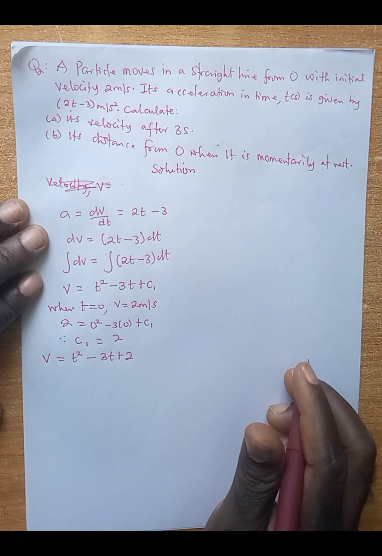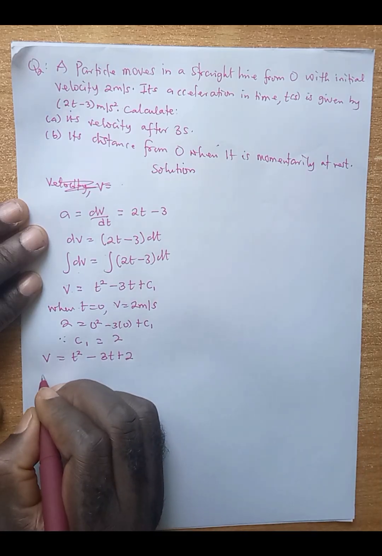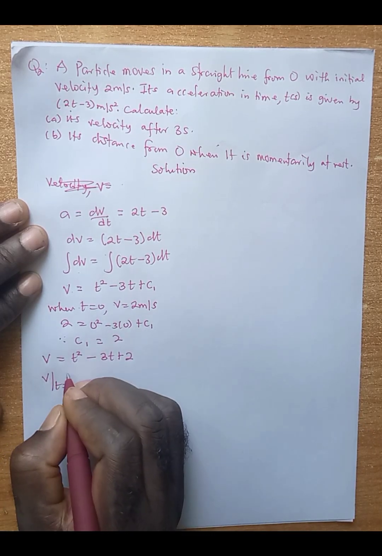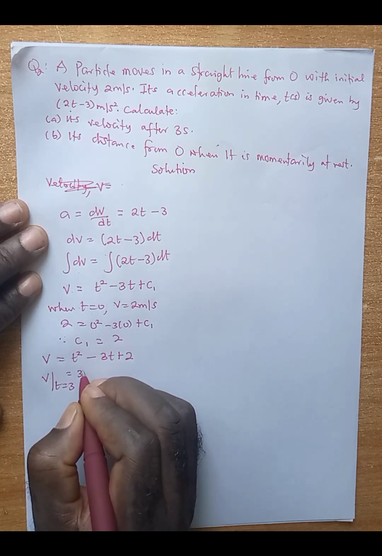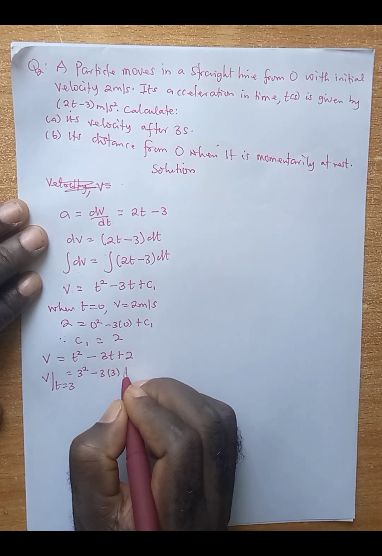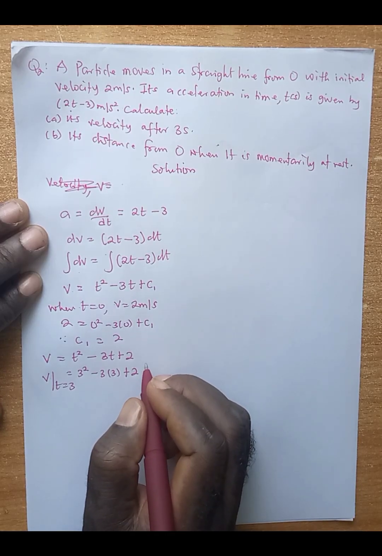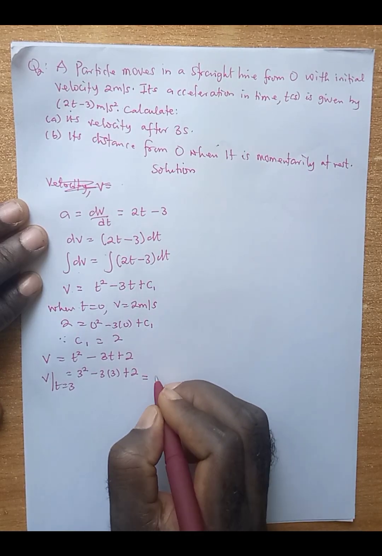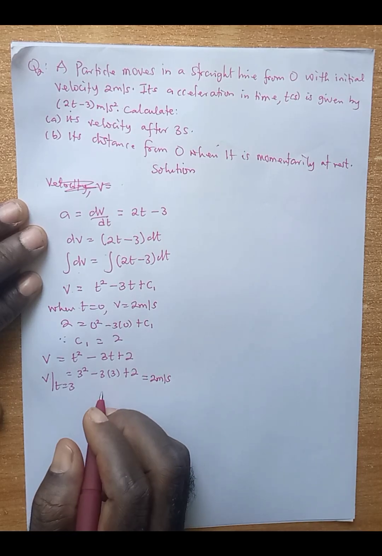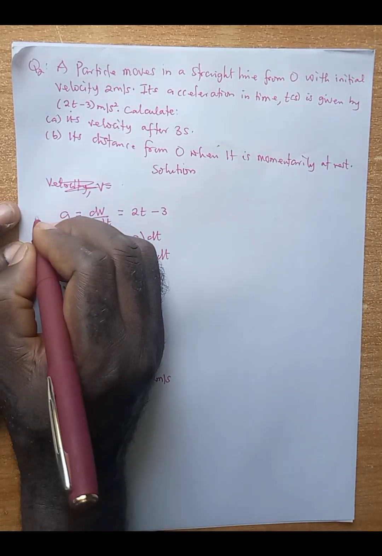Then we have to calculate the velocity when the time is 3 seconds. So to find the velocity when the time is equal to 3 seconds, we substitute the value of t to be 3 here. We have 3 squared minus 3 into 3 plus 2. So when we evaluate this one, we are going to have 2 meters per second. Then that is the first question.